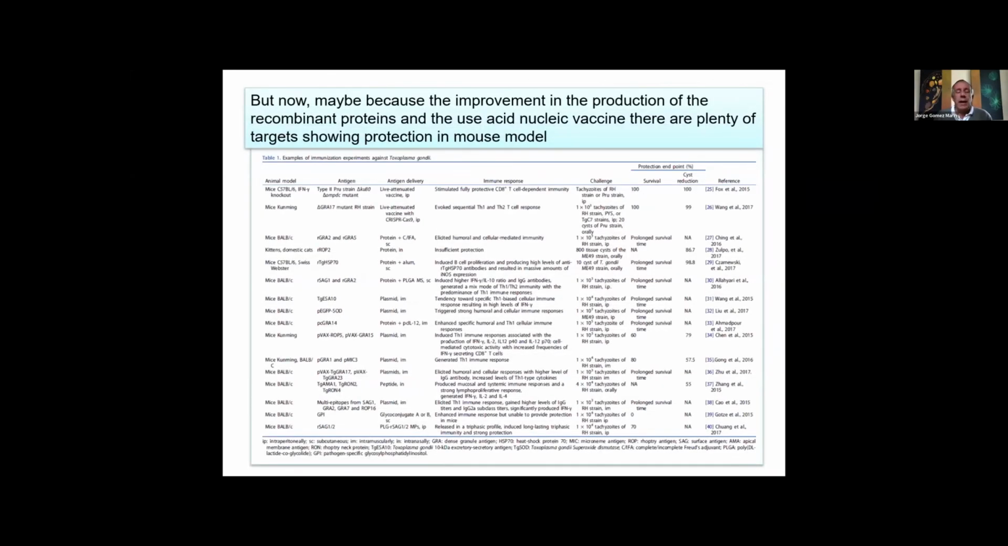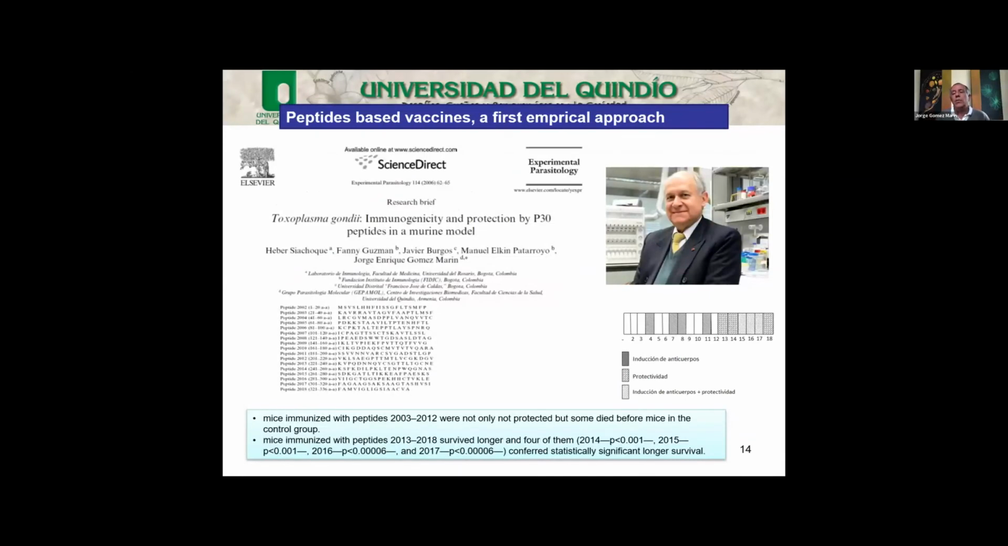So now we have a lot of very good candidates to be used in subunit vaccines. And we have also improved the production of recombinant proteins or nucleic acid platforms. So here we have a very good amount of proteins that can be used as vaccine candidates. One of the things that we can do is to dissect within the proteins to identify which regions of the proteins are important in the protection.